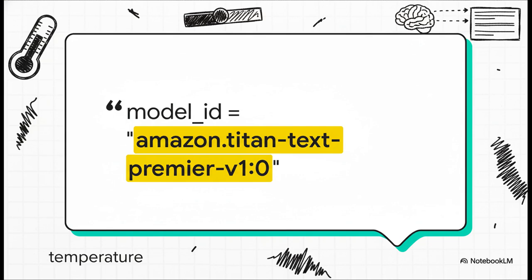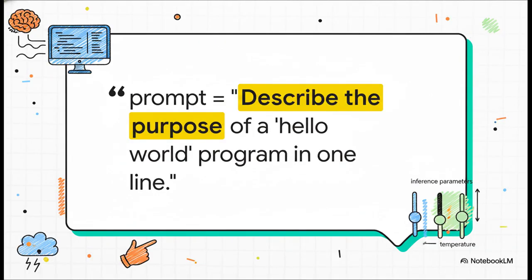All right, step 1, choose your model. This line of code here is just a variable. We're telling the program, hey, the model we want to talk to is this one, Amazon Titan Text Premier. That's it. Simple as that. Step 2, write the prompt. This is what we're actually asking the AI. In this case, it's a classic hello world question. This is our input for that whole inference thing we talked about earlier.